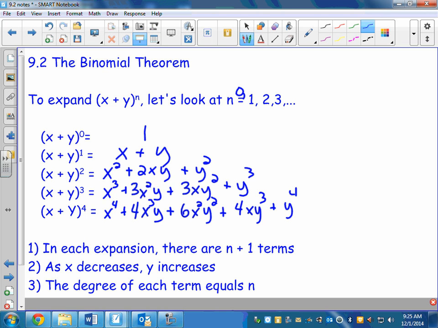Which means it's not that hard to figure out the exponents, right? You start with the n for the x, and x goes down, y goes up. But you've got to figure out the number in between, right? That's the hard part, is figuring out the numbers.